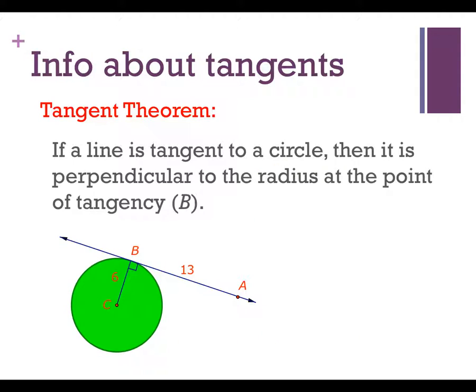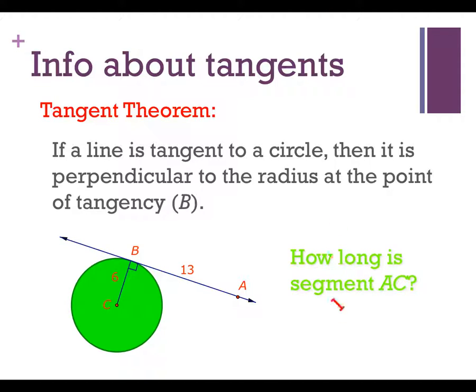Okay. So then there's the theorem that Franny talked about. It's perpendicular. That's probably the single most important thing to get out of the slideshow. It's going to form a 90-degree angle with the radius at that point, which is called the point of tangency. It's the point where the tangent hits the circle.